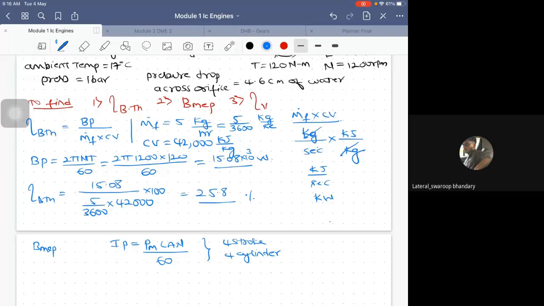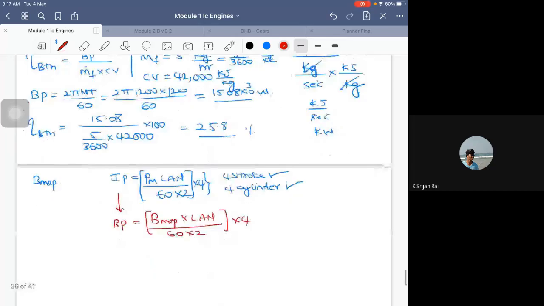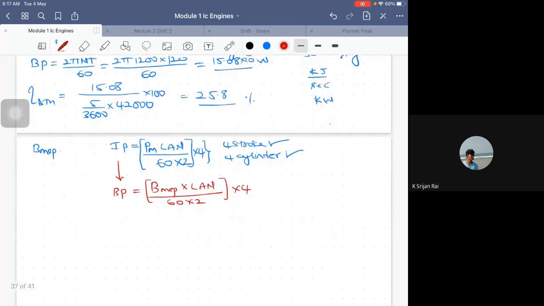If we multiply by 2 below, that gives meaning for 4-stroke. Next, for 4 cylinders, what do we do? Into 4. Now it makes complete sense, isn't it? Now the formula is for 4-stroke 4-cylinder. Very good. Whatever PM value you have is the indicated mean effective pressure while calculating the IP. If you change IP to BP, then PM would change to brake mean effective pressure: BP equals brake mean effective pressure cross L A N divided by 60 cross 2, this whole into 4. Got it? Got it.